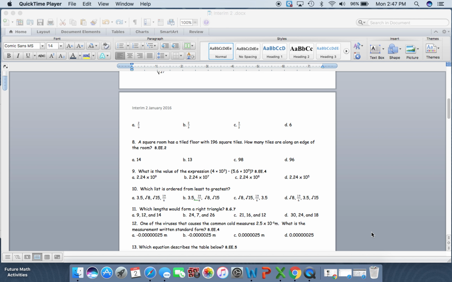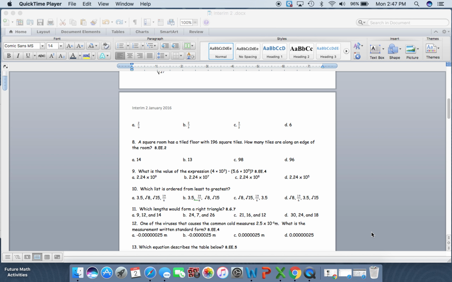Number 9. What is the value of the expression 4 times 10 to the third times 5.6 times 10 to the 5th? A. 2.24 times 10 to the 9th. B. 2.24 times 10 to the 7th. C. 2.24 times 10 to the 8th. D. 2.24 times 10 to the 5th.